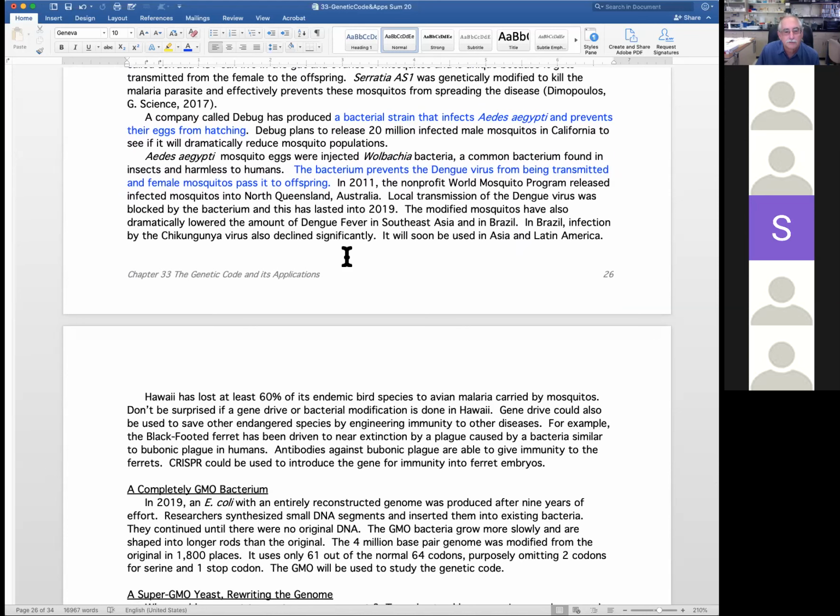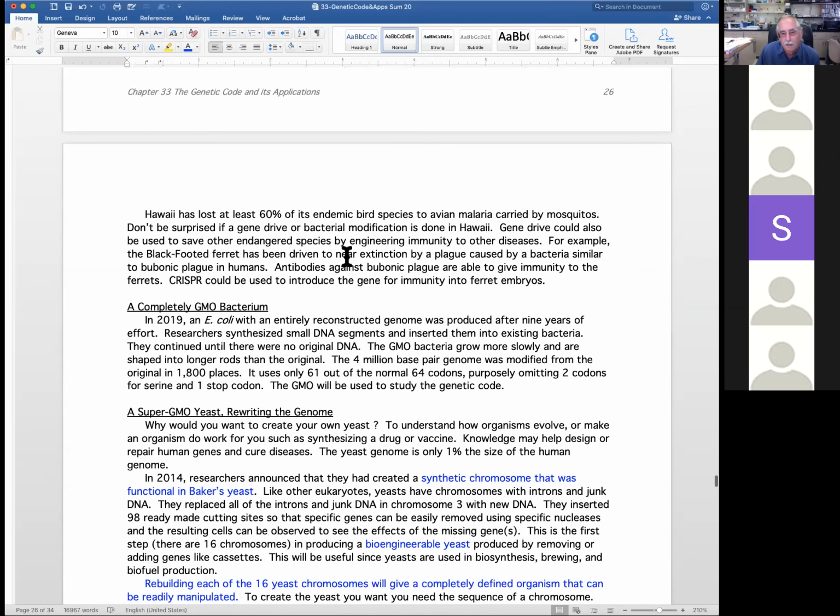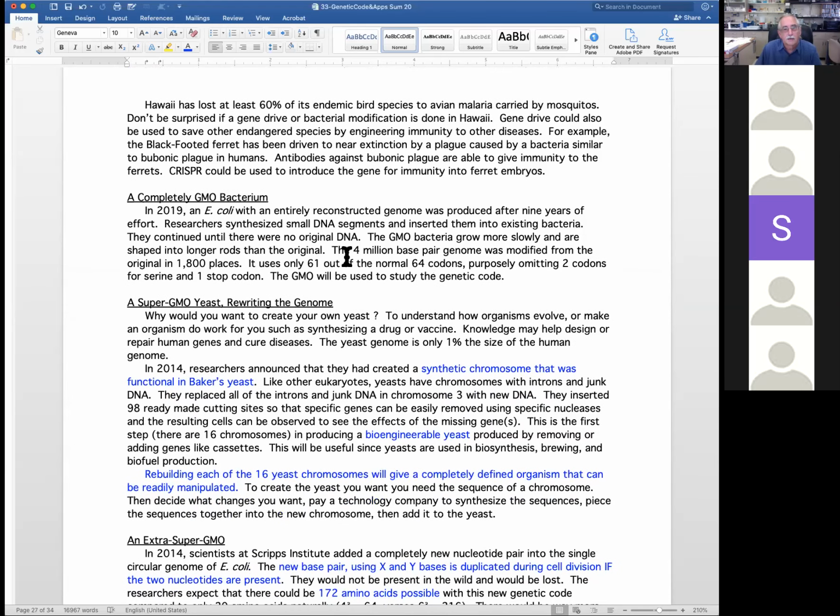Okay, so here's another one using bacteria. So besides that, Hawaii lost most of its endemic bird species to avian malaria. So yeah, if we got rid of the mosquitoes in Hawaii, yeah, we'd be able to save much of our existing bird species.